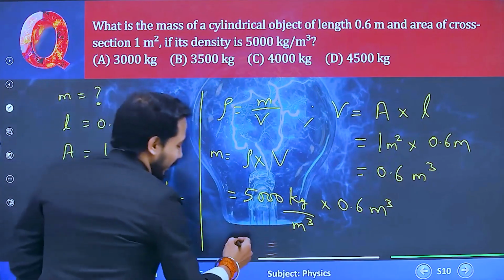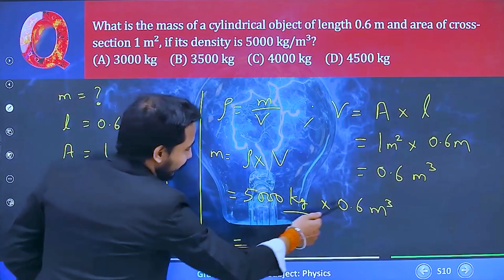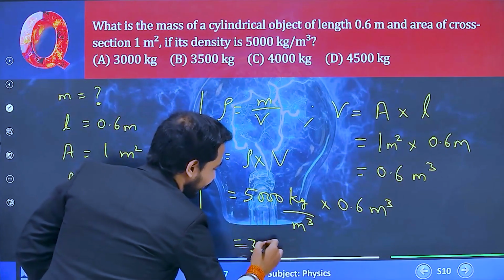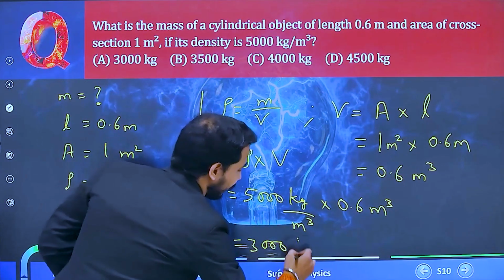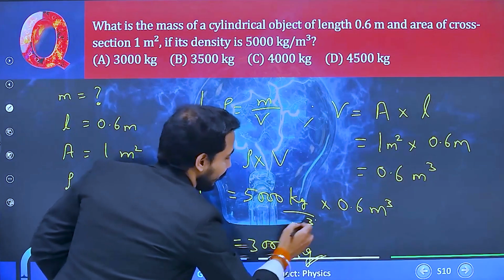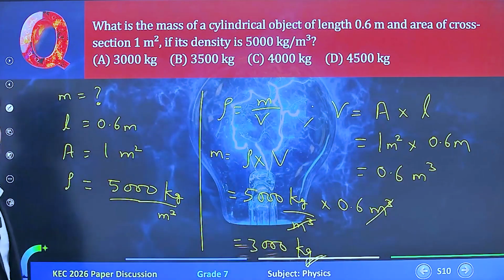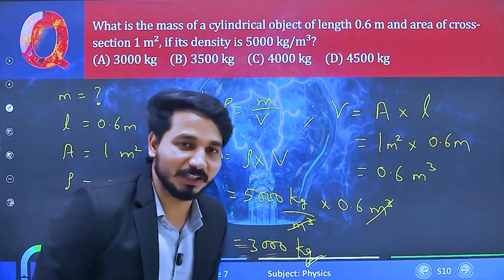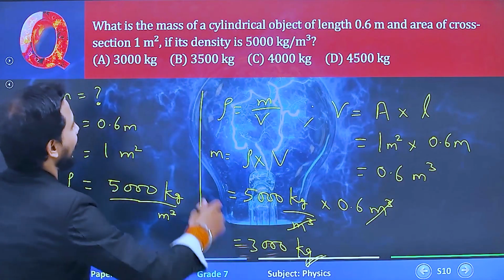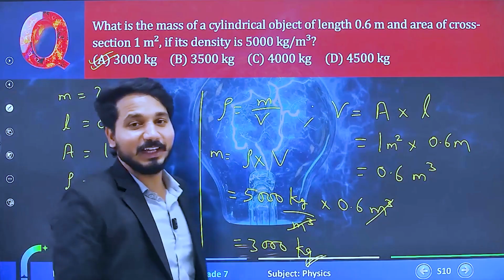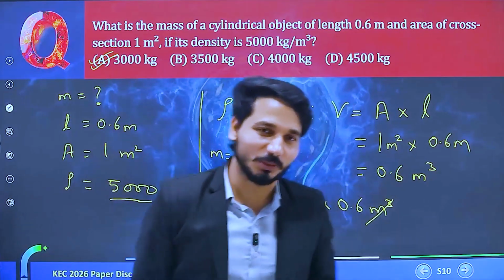So just multiply. You will multiply, you will get 0.6, okay, 3000 kg will be the answer. Why? Meter cube will be cancelled out. So 3000 kg will be the answer. Which option is correct? Option A. Option A is the most appropriate answer for this question.